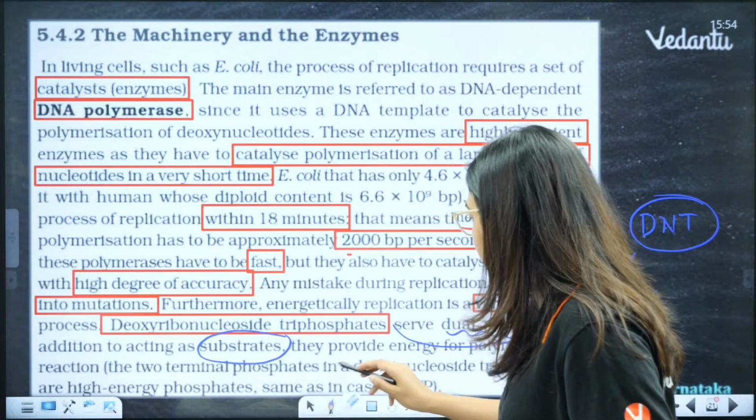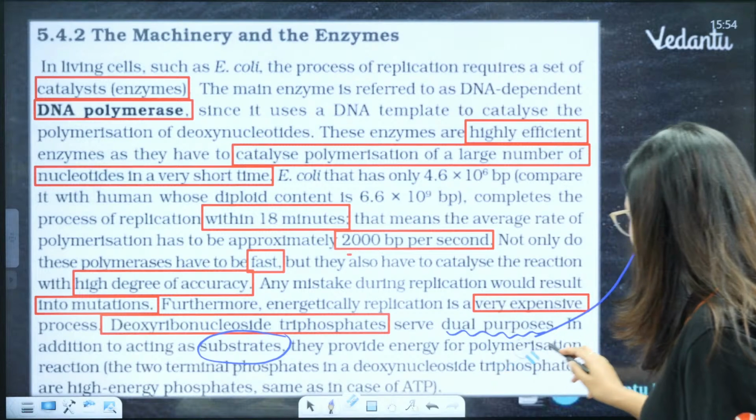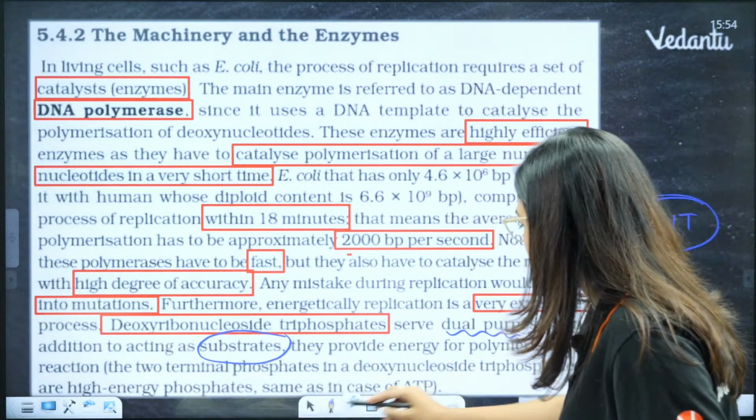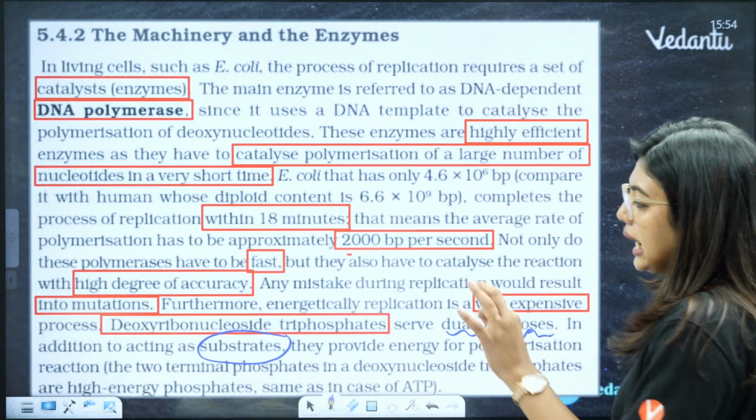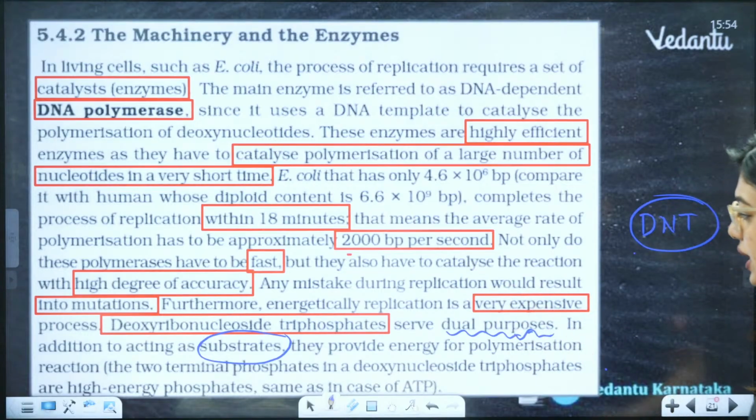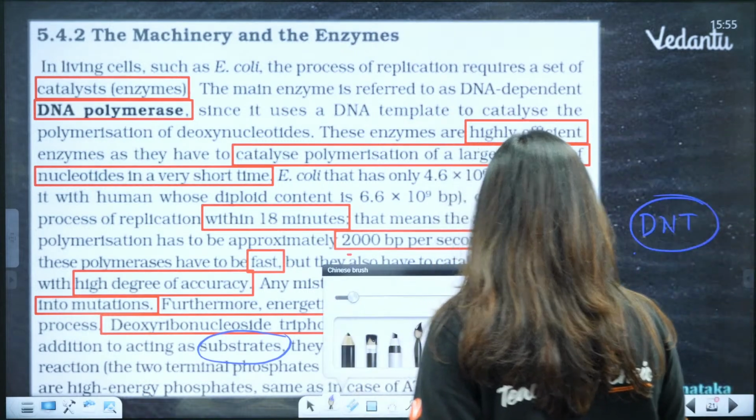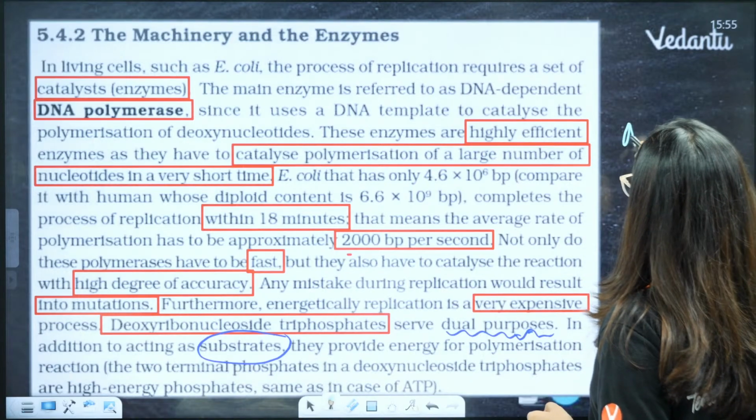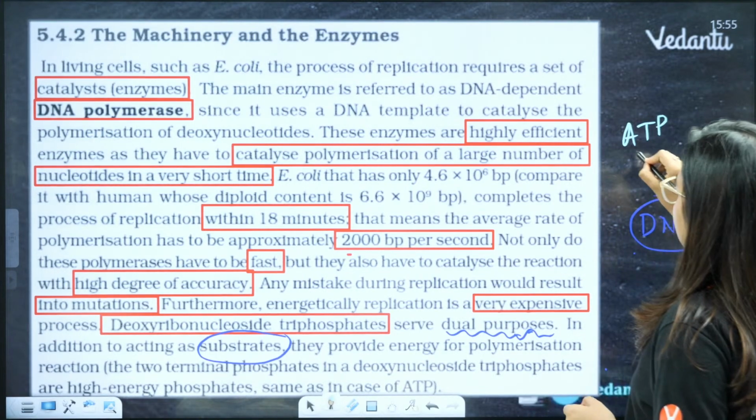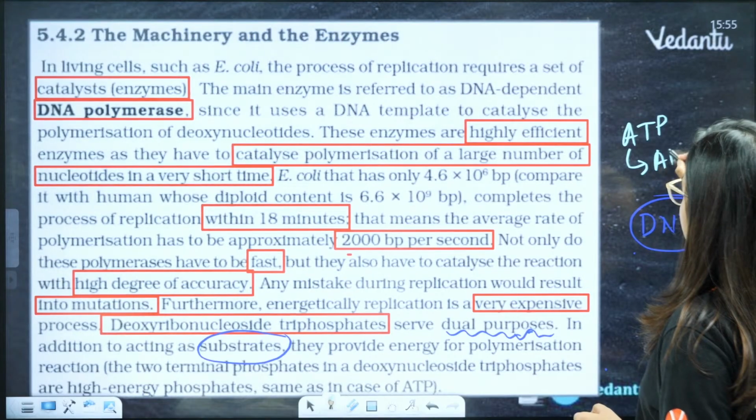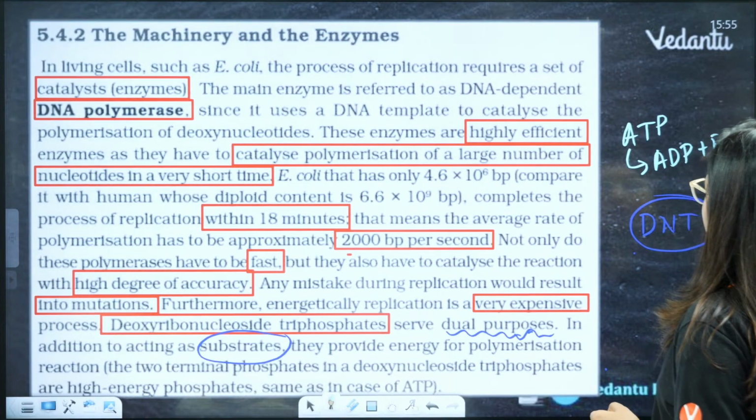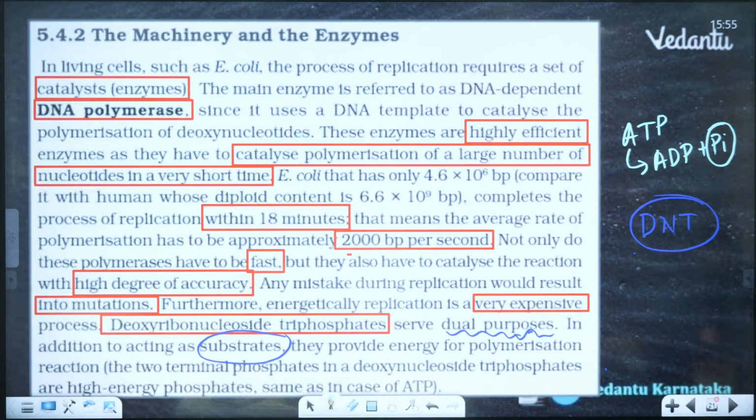Okay, look here. Dual purposes. In addition to acting as a substrate, they provide energy for the polymerization reaction. The two terminal phosphates in deoxynucleotide triphosphate are high energy phosphates. Simple, students, normally we talk about ATP, no? When I hydrolyze this ATP, I am going to get ADP plus Pi, right? This is a high energy phosphate.